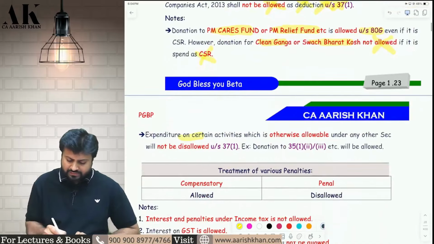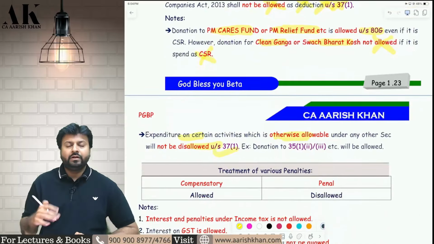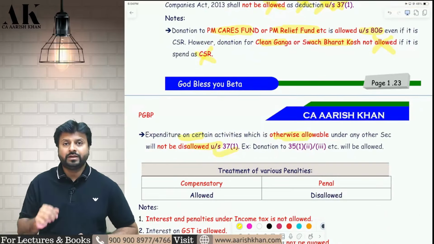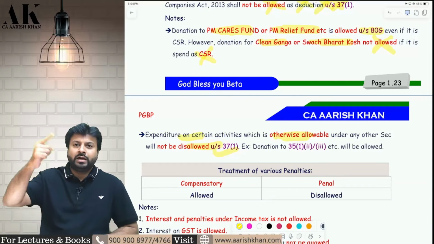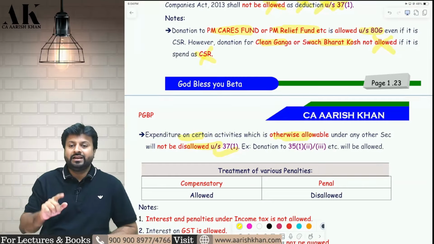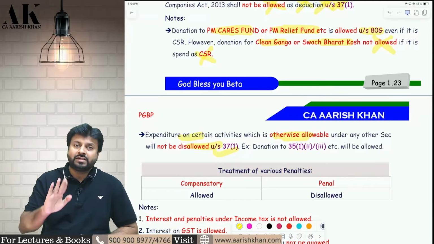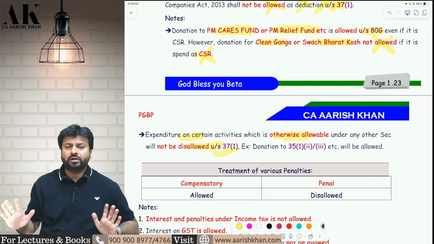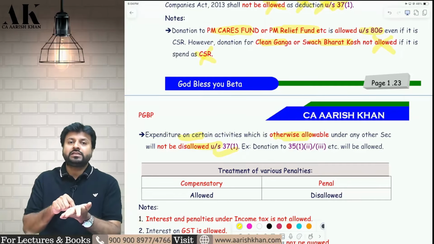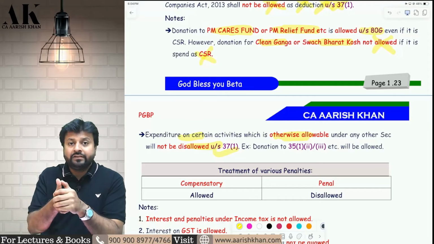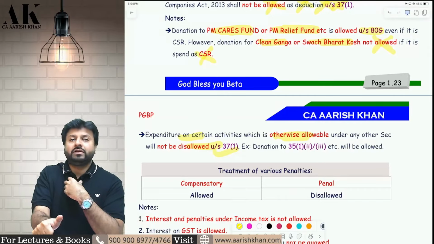All other expenses which are otherwise allowable will be allowed under the income tax law. Okay, now what do I mean by this? Suppose I make a donation to IIT, then that is also considered as a CSR. So that is not allowed under 37.1. Now that is allowed under 35.1.1, 1.2, 1.2a, 1.3, 2AA, etc. So those will be allowed as deduction. Don't worry about it. Okay. So if an expenditure is considered as CSR, and if you wish to claim that under 37.1, then it will be disallowed.